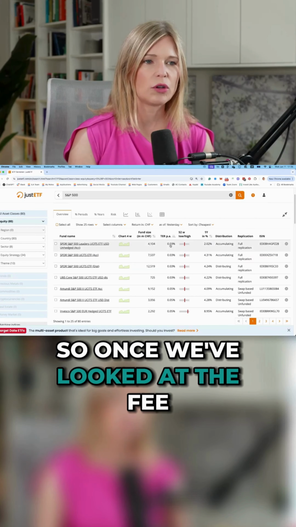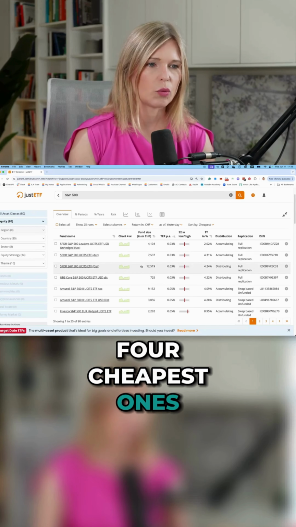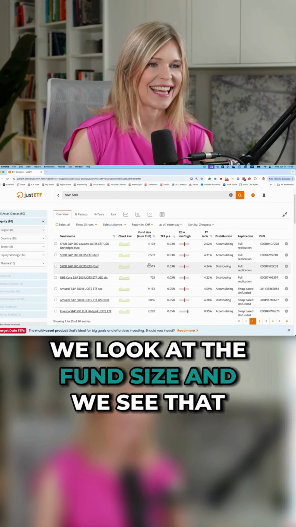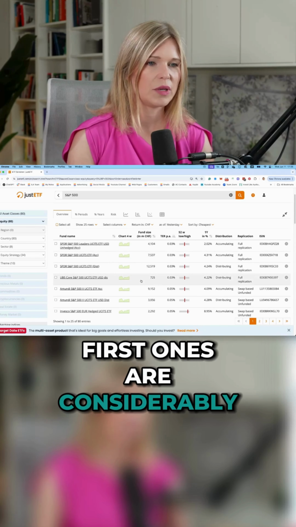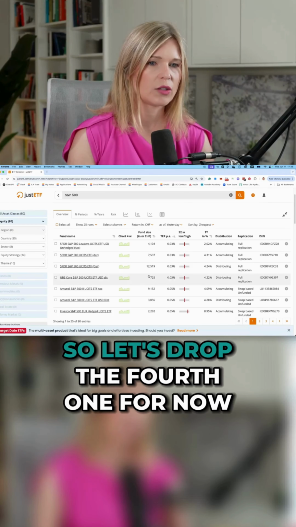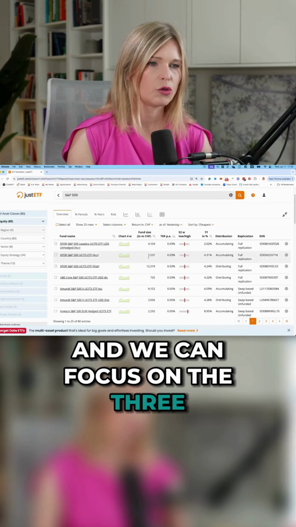So once we've looked at the fee, let's consider first these 4 cheapest ones. We look at the font size, and we see that the first 3 are considerably larger than the 4th one. So let's drop the 4th one for now, and we can focus on the 3 largest ones.